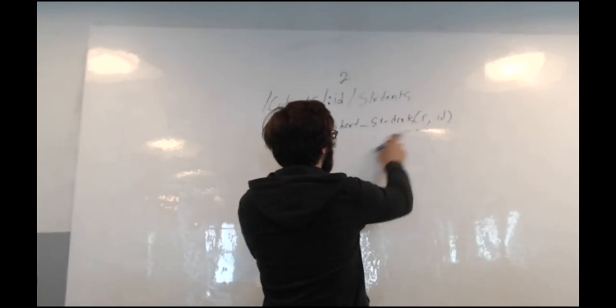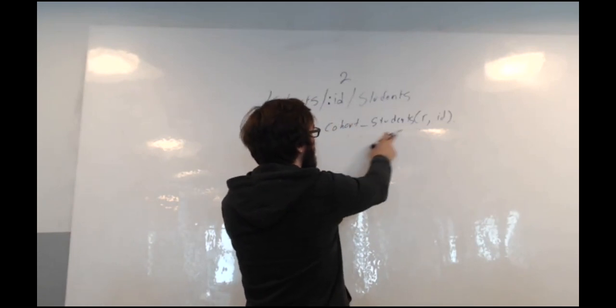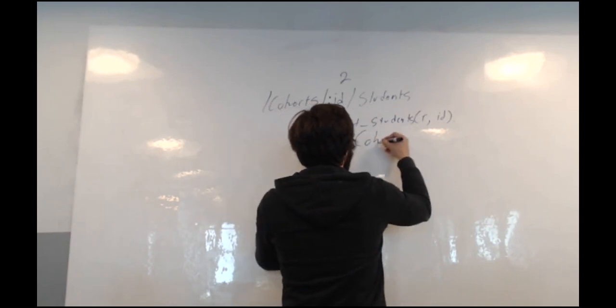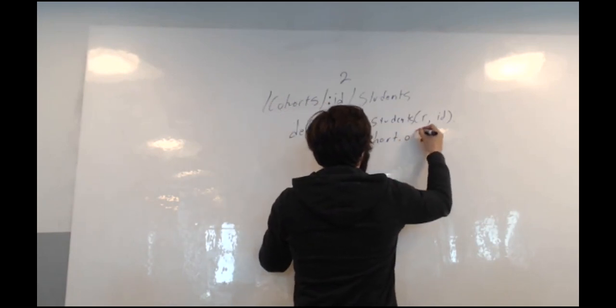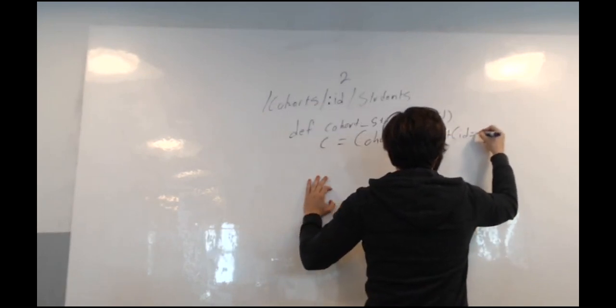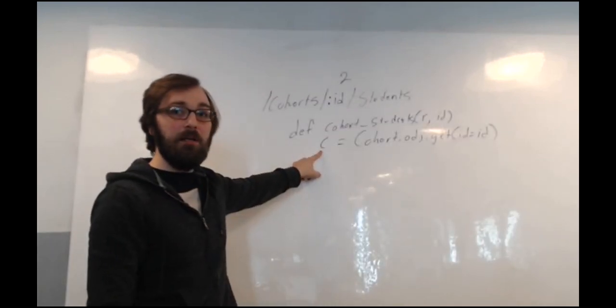So it's going to check the request. If it's just a GET, we don't even need to check the request. But we have this ID. So I'm going to find the cohort. Cohort equals cohort.objects.get, ID equals ID. Right? So now I have the cohort saved to a variable called C.